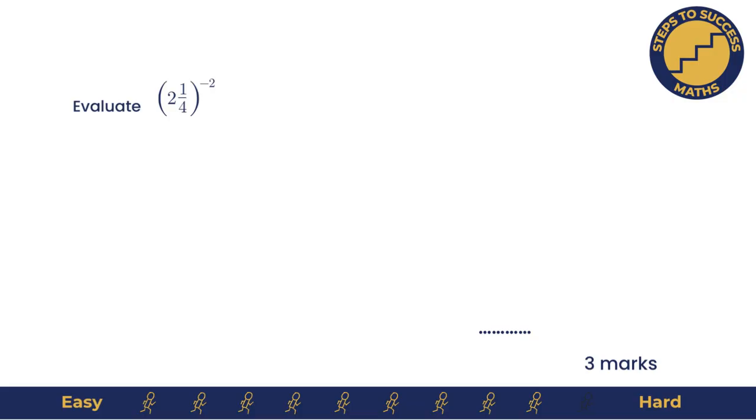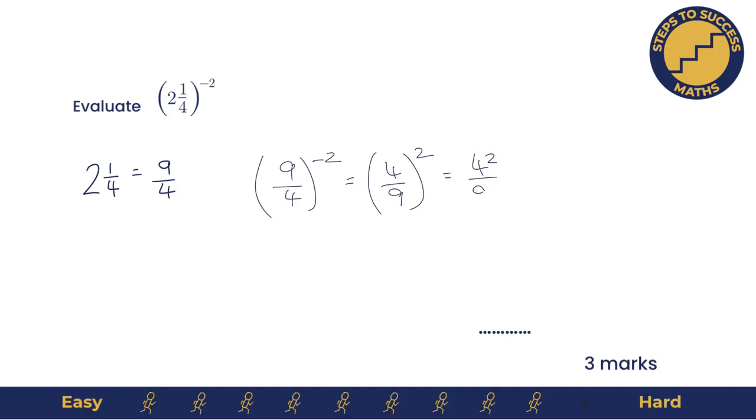Evaluate 2 1/4 to the power of negative 2. So before you start, you need to write this fraction as an improper fraction or a top-heavy fraction. So 2 1/4, 2 times 4 is 8, add on the extra 1 is 9. So it's 9/4. 9 over 4 to the negative 2. Remember, negative is reciprocal, so we need to flip the fraction over. So it's now 4 over 9, and then we need to square it. So 4 squared over 9 squared, which is 16 over 81.